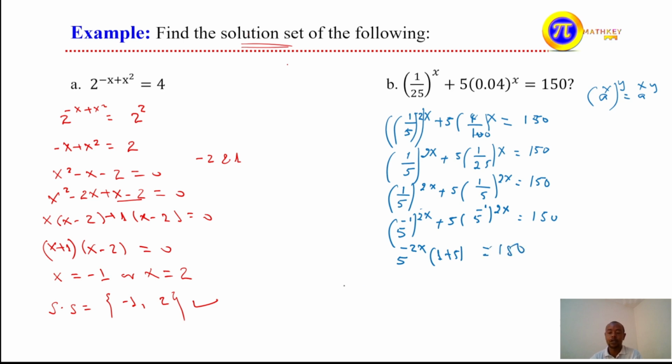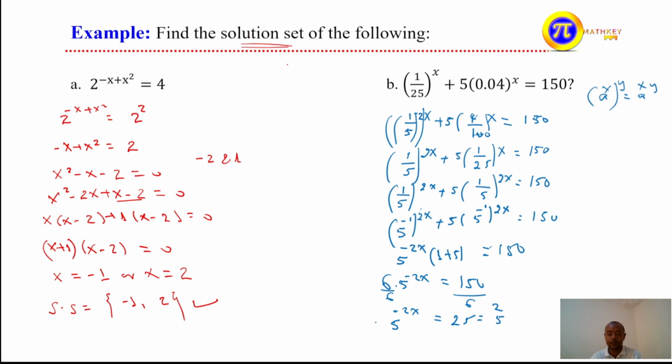So 1 plus 5 means 6. This is 6 times 5 to the power of negative 2x equal to 150. Then to solve x, divide both sides by 6. What remains? 5 to the power of negative 2x is equal to 25. 25 means 5 to the power of 2. So now they have the same base.